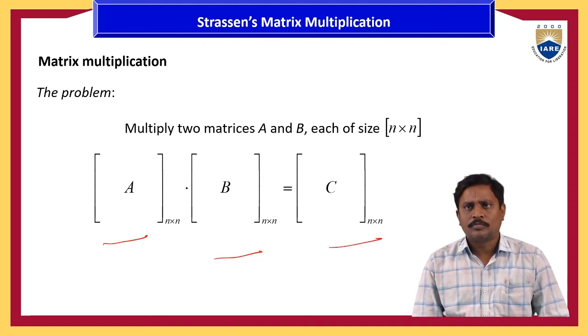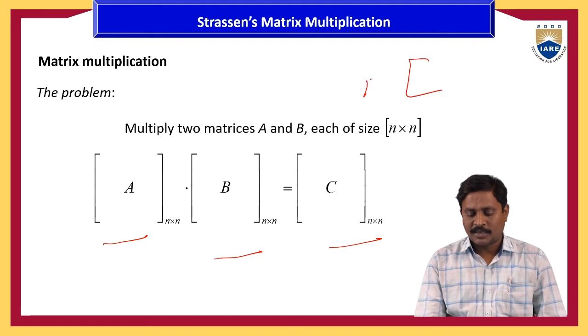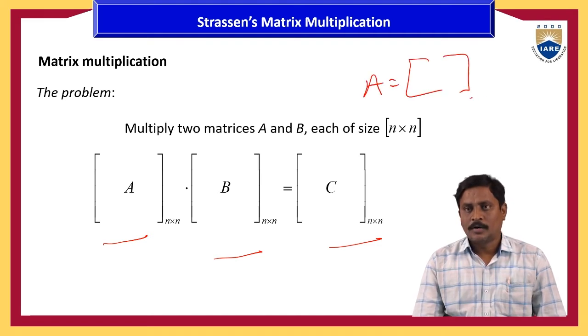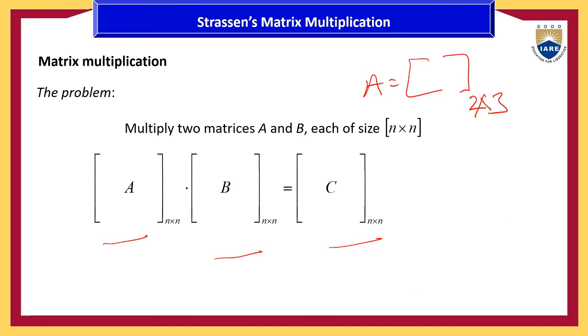So, what is the rule to multiply any two matrices? The rule for multiplying any two matrices is that the number of columns in the first matrix is equal to the number of rows in the second matrix. For example, here A is a matrix of 2 by 3, B is a matrix of 3 by 2. Now here A has 2 rows and 3 columns. B has 3 rows and 2 columns. Can these two matrices be multiplied or not?